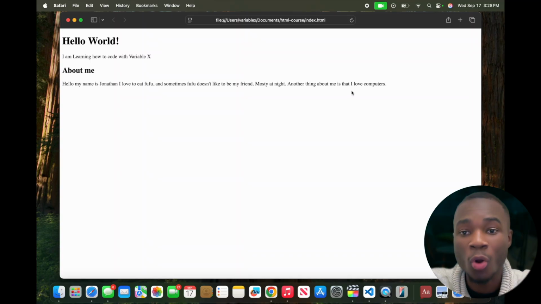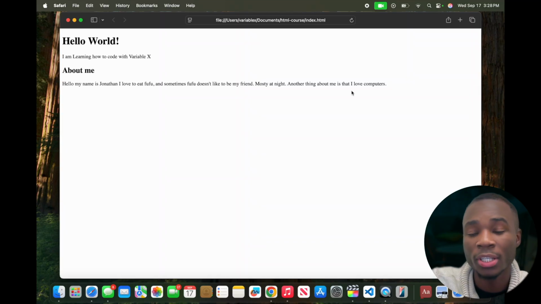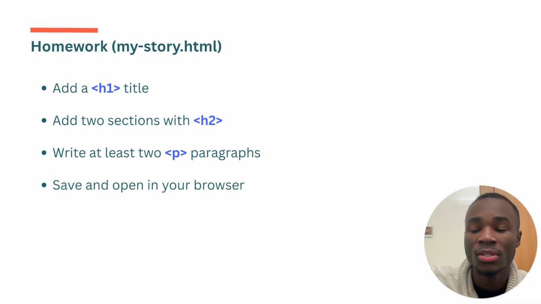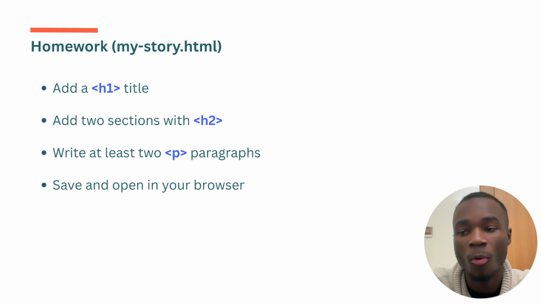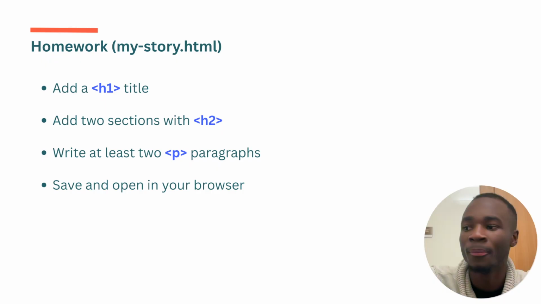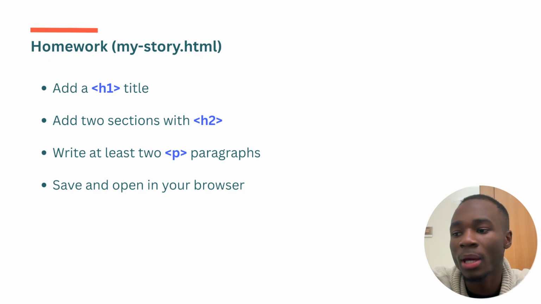Now, for your homework, this is what I want you to do. I want you to create a brand new page, and you are going to give it the name my-story.html. When you're done, save it and open it in your browser, just like how we're doing this. And it's going to allow you to understand where you made a mistake.